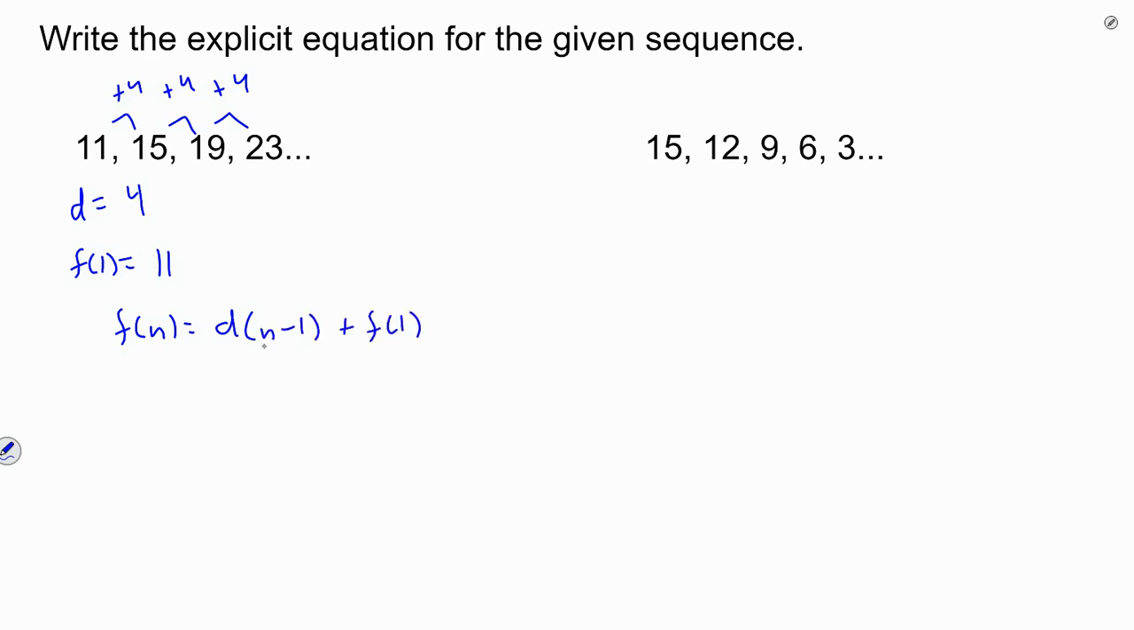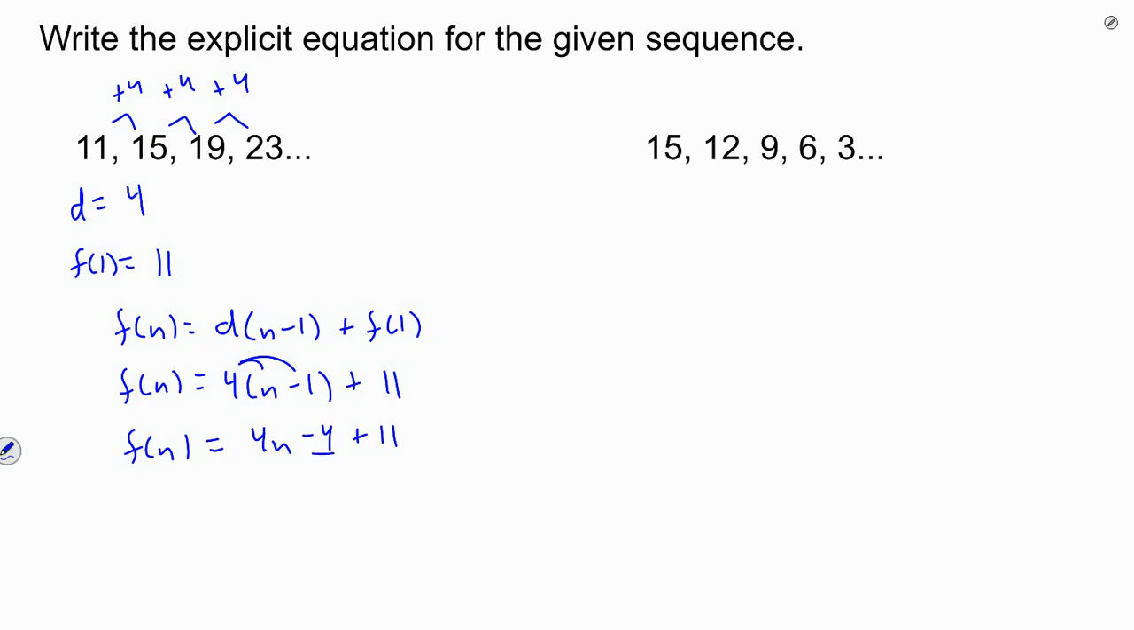Again, I would write down the formula every time you use it just so you can get the hang of it. So let's do our substitution. The only thing we're going to replace is the d, the n minus 1, and the first term, which in this case is 11. Next, we do a little simplifying. So we distribute the 4. So I have f of n equals 4n minus 4 plus 11.